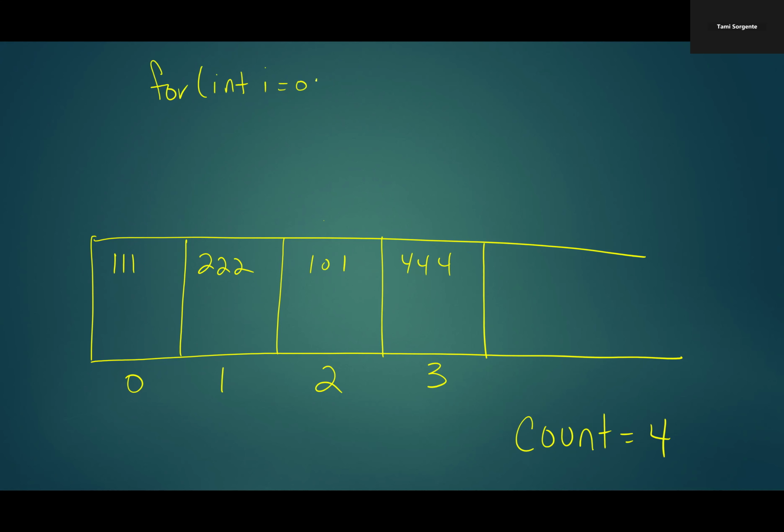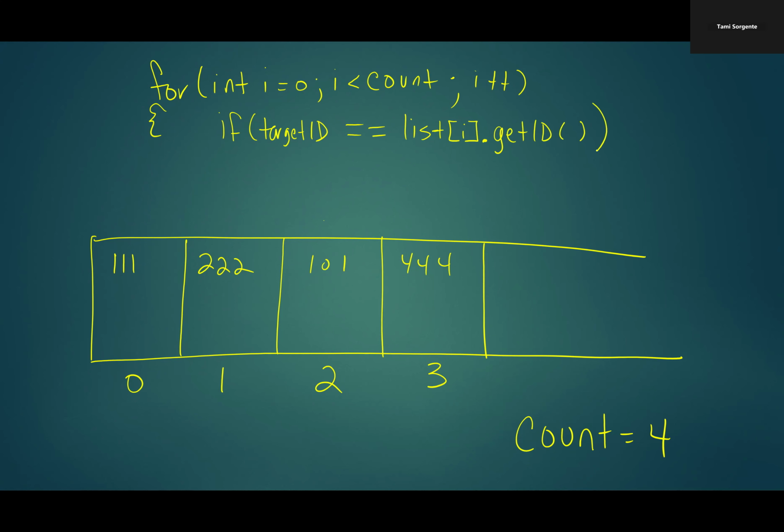So our loop will say for I equals 0, I less than count, I plus plus. Then we want to say if target ID. So we've already gotten the target ID. We're going to display it and get the target ID equals list at index I dot get ID, because it's a private member variable. So we get the ID, we see if we found it.